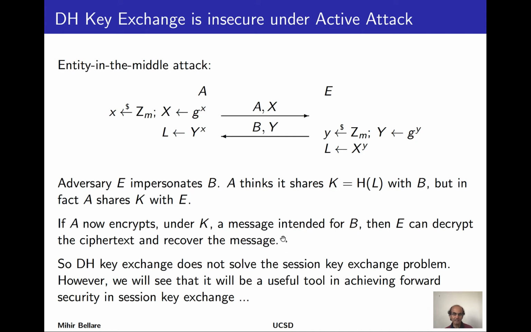So in summary, Diffie-Hellman key exchange doesn't solve the session key exchange problem due to this entity-in-the-middle attack and the lack of authenticity, and other reasons as well. But it's not something we're going to abandon. What we'll see moving forward is that it's actually a useful and important tool in achieving some properties that are now considered mandatory for session key exchange, in particular the property called forward security. So Diffie-Hellman will be back.